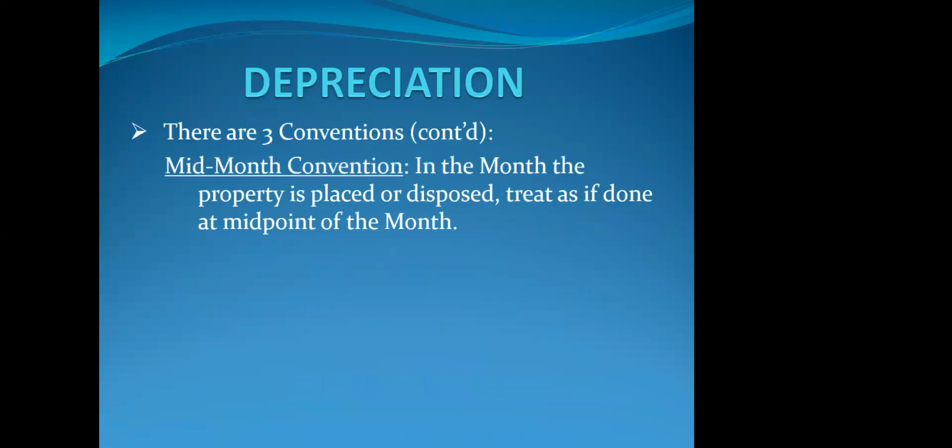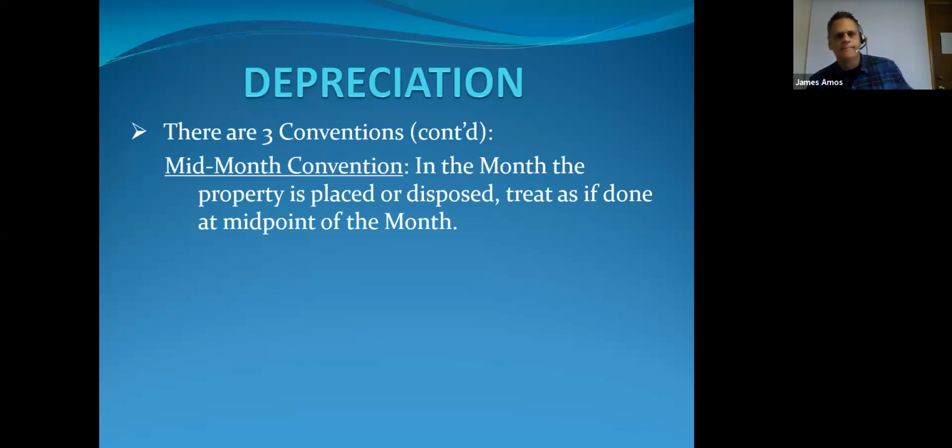So let's talk about the next one, mid-month convention. Well, this says that in the month that the property is placed in service or disposed of, treat it as if it's done at the midpoint of the month. So if you purchase property in January, you start depreciating on January 15th. If you buy it in February, February 15th, March 15th.